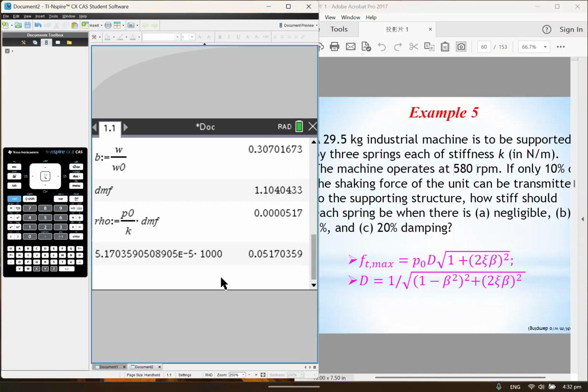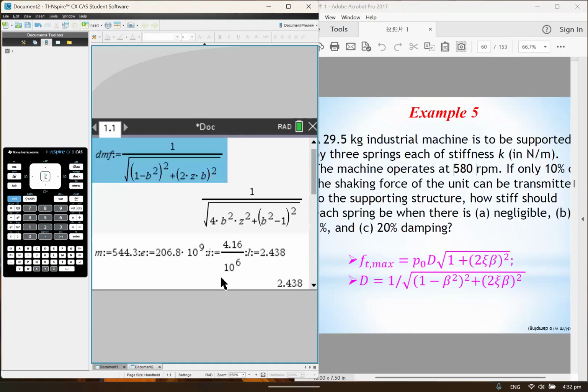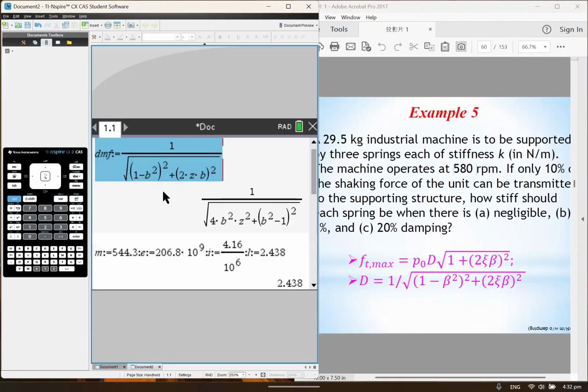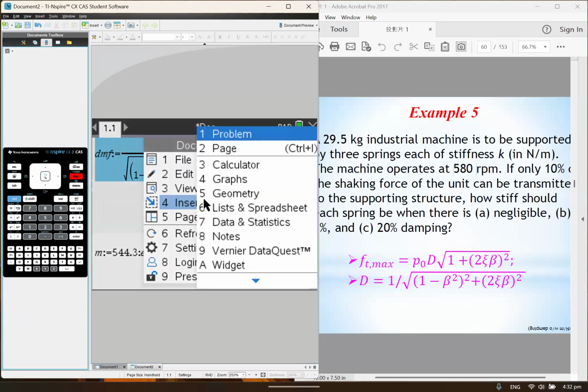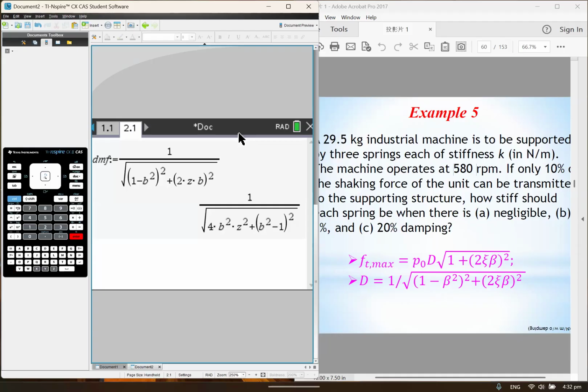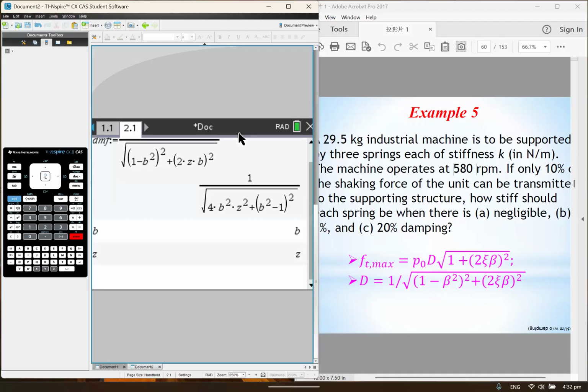So if you're working already like me, you have this, you can copy it. I would suggest that you start a new file. Okay, so document, insert, a new problem, not page. A new problem forgets everything that you have done previously, but you can still copy and paste. Because if you take a look at B and Z, there's no value. It's a clean symbol. So don't forget, this is the DMF part, the D part, but the transmissibility is small.